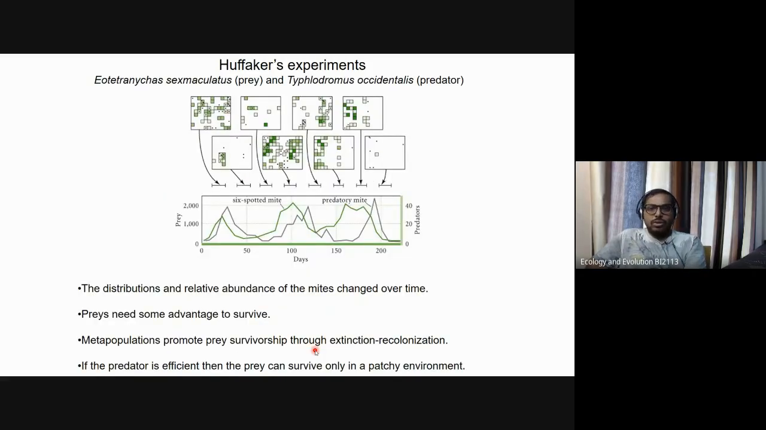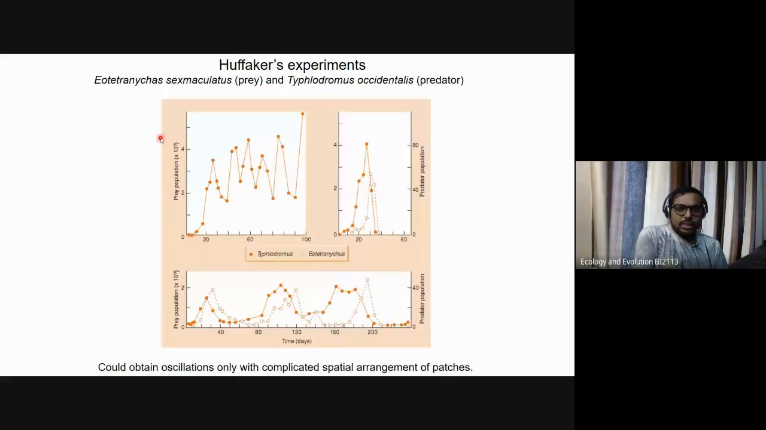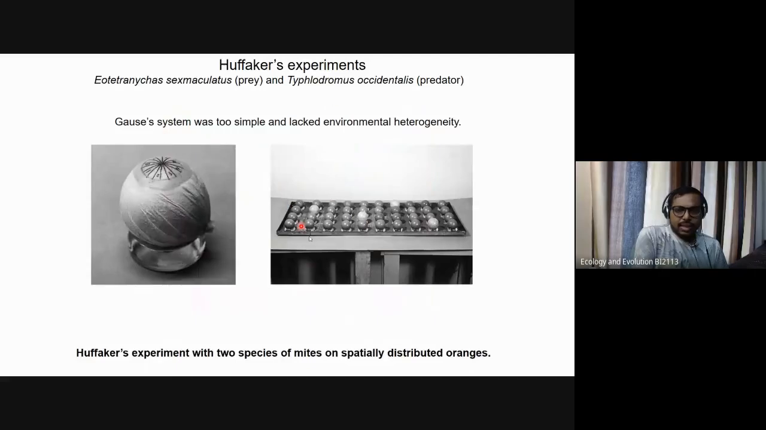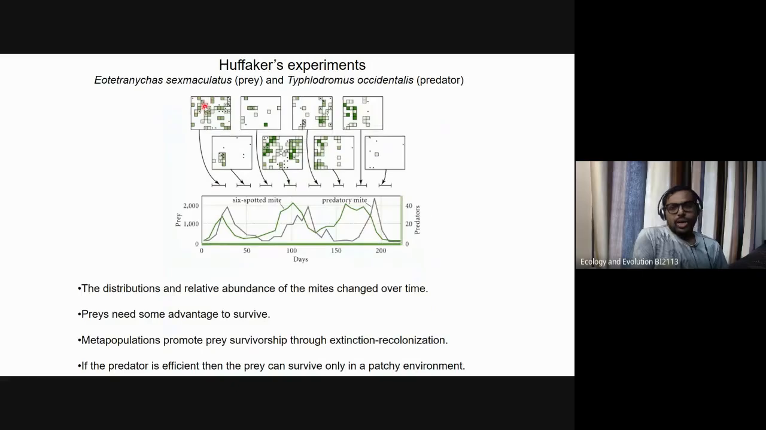Huffaker's interpretation was, so this is how the experiment proceeded. Here, these squares are essentially this entire surface that you are seeing over here. Each small square inside it tells you what the mite abundance is on that patch. If you have dark green, that means lots of mites. If you have white, there is some amount of mite, and if there is nothing, that means there are no mites. And wherever you see the dots, those are the places where you find the predators.